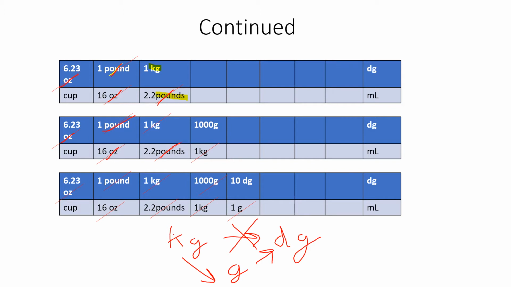So we want to go to grams. So we need to know, how can we get from kilograms to grams? This conversion is not going to be provided for you. This comes from knowing what those metric prefixes mean.